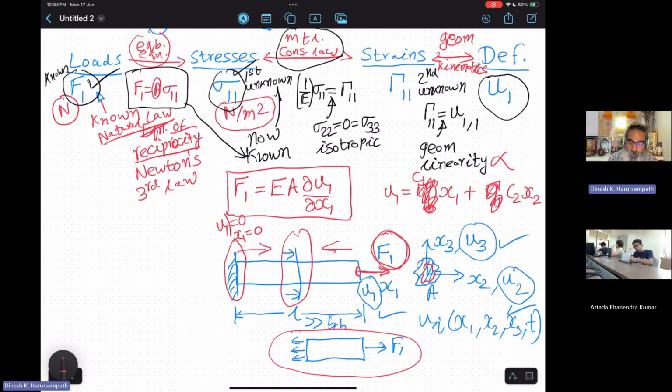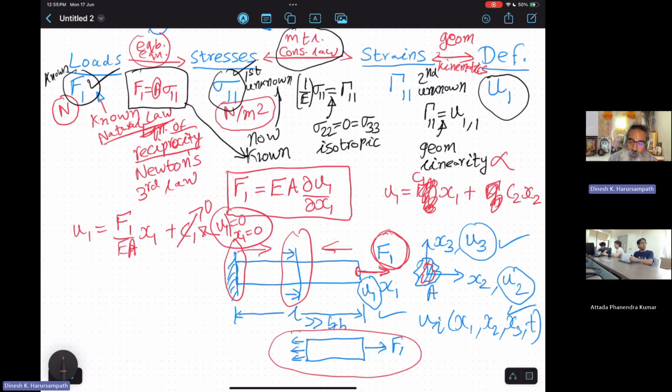Okay, so this is the equation that we have, and if F1 and EA are constants, then obviously you get U1 is equal to F1 by EA times x1, which is the integration, and then a constant C1, which goes to 0 because of this particular boundary condition that we had, which said that U1 equal to 0 at x1 equal to 0. So that will be possible only if C1 equal to 0.